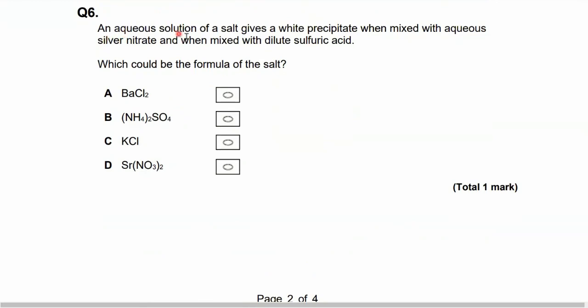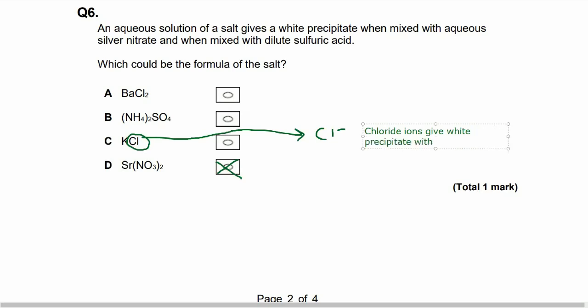An aqueous solution of a salt gives a white precipitate when mixed with aqueous silver nitrate and when mixed with dilute sulfuric acid. What could be the formula of the salt? Well, you kind of know both of these from GCSE as well. What does silver nitrate test for? Well, it tests for chloride ions. So here with the potassium chloride, that would definitely give you a white precipitate with silver nitrate because you get that white precipitate with chloride ions as part of the test. You add nitric acid and you add silver nitrate. Here, however, we've also got sulfuric acid.